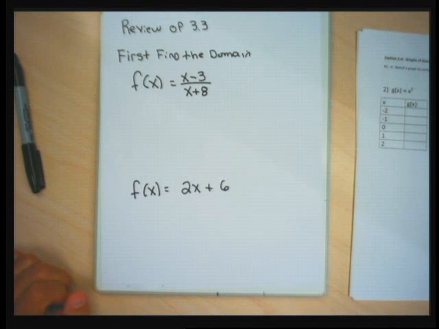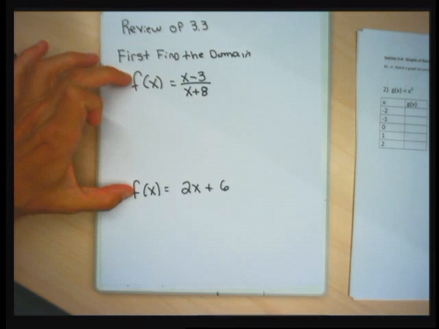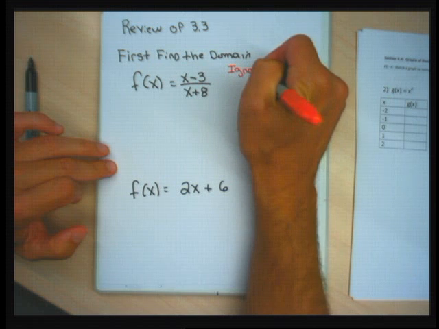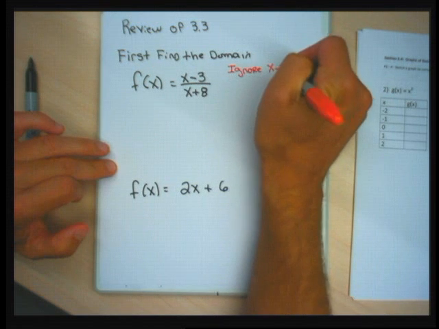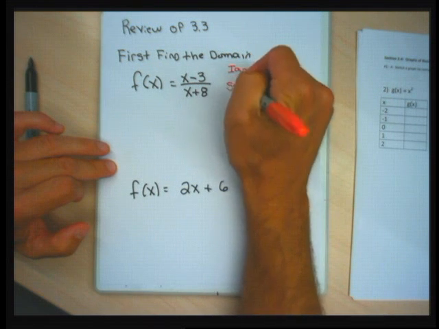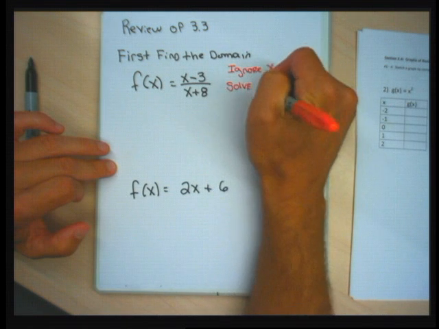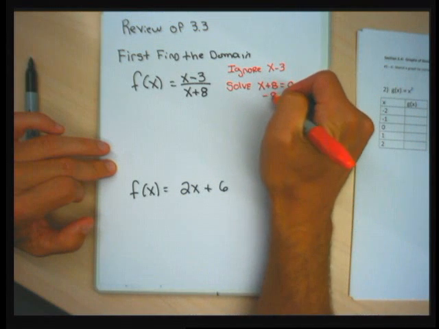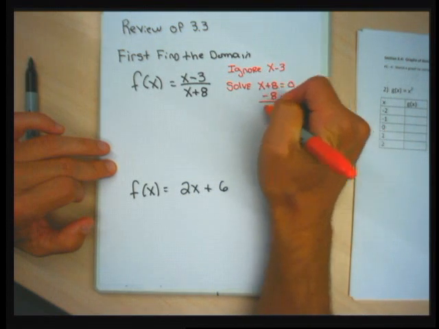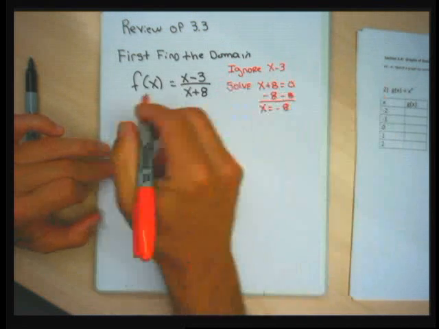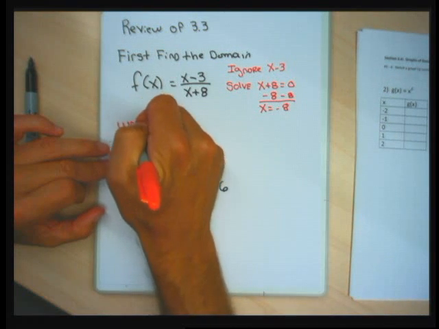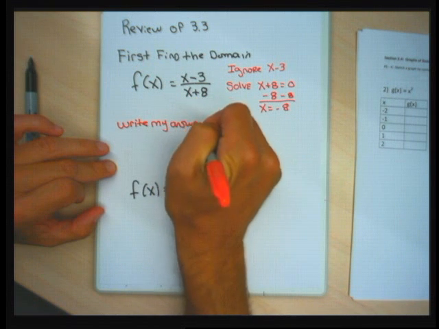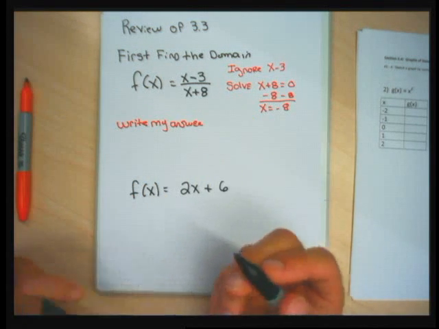So of the two, the first problem to find the domain of any fraction, I always ignore the numerator. So I'm going to ignore the x minus 3. I'm going to solve the denominator equal to 0. I'll just do that real quickly. Since it's just one step, I'm going to minus 8 from both sides. And then I'm going to write my answer. And if I want to write it in words, it's completely fine.